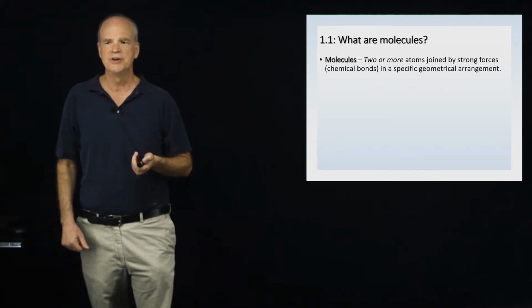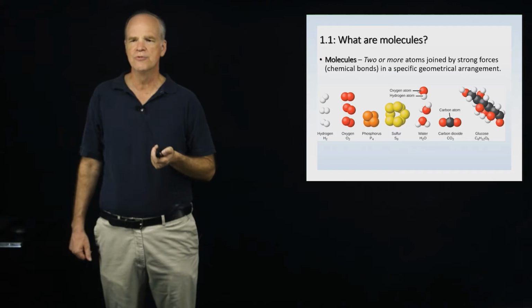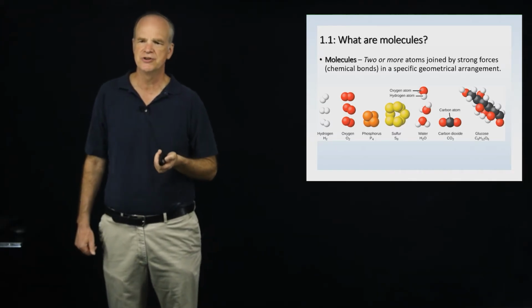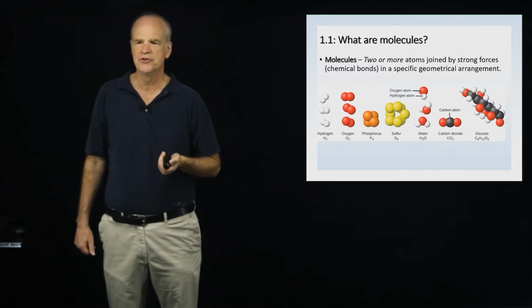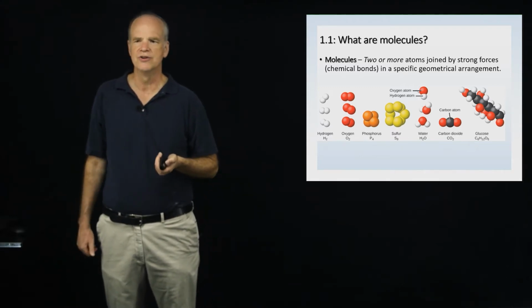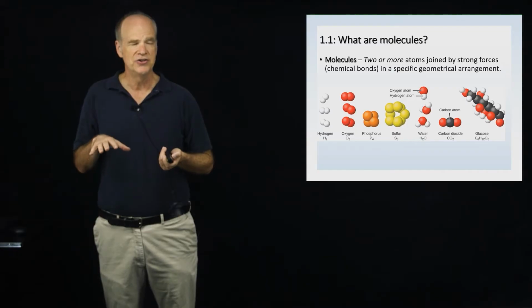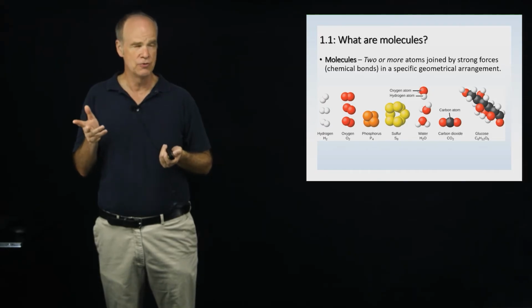So let's talk a little bit about what molecules are. Molecules are 2 or more atoms joined by strong forces or chemical bonds in a specific geometric arrangement. If you look in the middle of that picture, you can see pictures of water molecules. One thing you'll notice is that they are molecules because you don't see one atom in that individual water molecule.